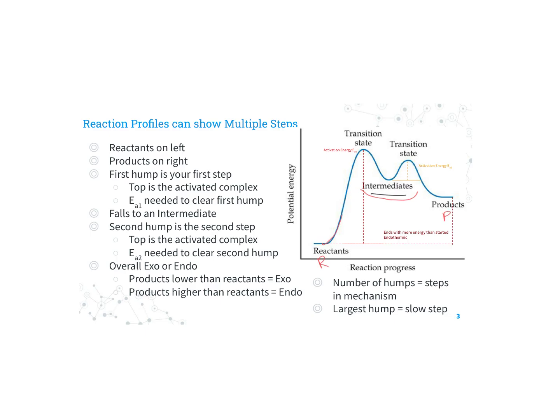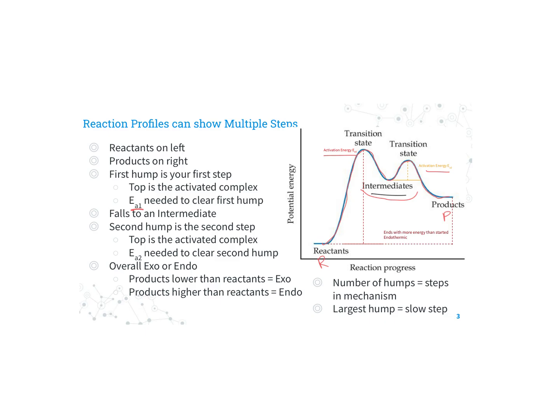Our first step will be this first bump that we see, and we have our first transition state and we have the first activation energy. And so we sometimes call this EA1. That's the energy needed to clear that first hump. It'll go to an intermediate. The second hump is our second step. We have a new transition state, an activation energy we call EA2 because that's our second one. And then it will go on to products.